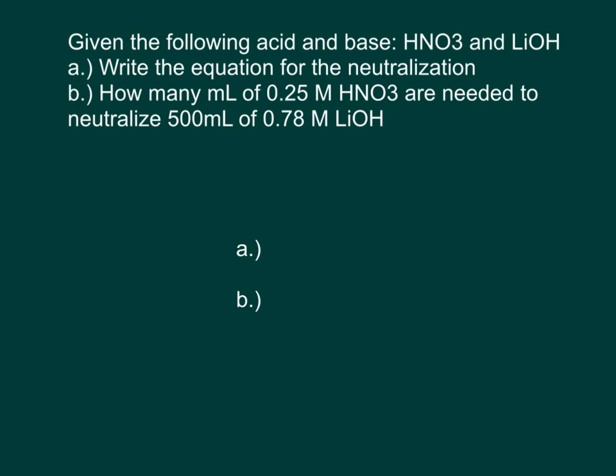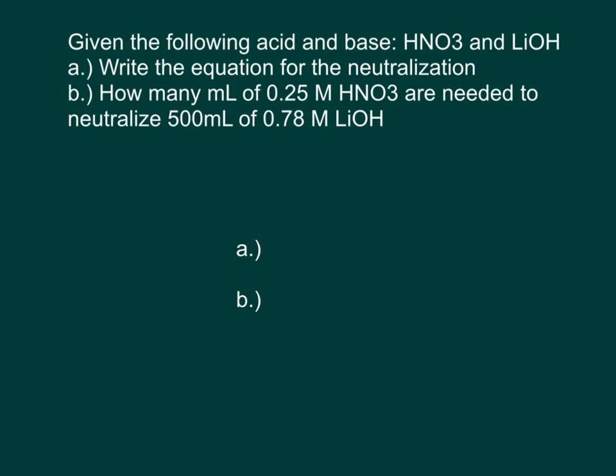Given the following acid and base, HNO3 and LiOH: A, write the equation for the neutralization, and B, how many milliliters of 0.25 molar HNO3 are needed to neutralize 500 milliliters of 0.78 molar LiOH. So we're going to first write the equation for neutralization.